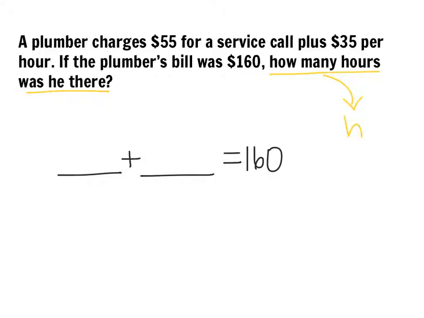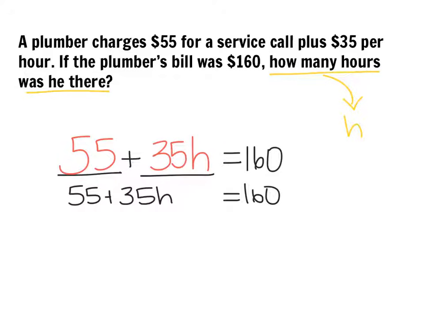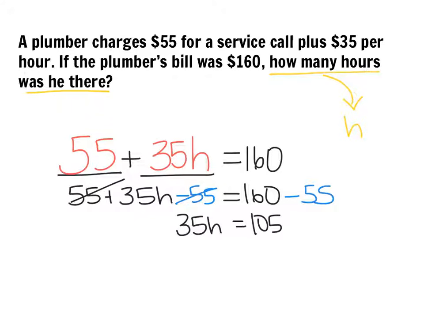The problem also tells us that he charged $55 for a service call plus $35 per hour to give us a total of $160. The $55 for a service call is going to be all on its own, and then it is $35 per hour, so 35 times the number of hours. Now that we have our equation, we can start solving. I subtract both sides by 55 to get rid of the 55 that's being added. I have 105 remaining on the right side and just a 35H remaining on the left side.